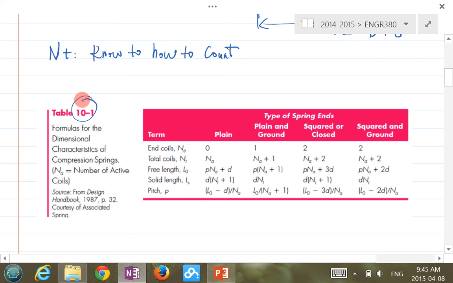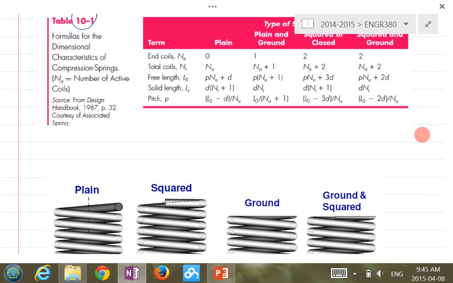As you can see in Table 10-1, there are 4 different kinds of spring endings: plain and ground, squared and closed, and squared and ground. So what are they basically? This is a plain. I showed you at the top there. There's nothing done to the ending of the coil. Squared basically means you close the last turn of the coil with the adjacent ones. You basically press it down instead of there being a tilt, right? So that's the squared here.